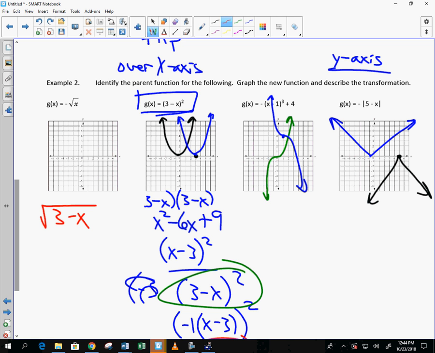What do you plug in to make 0? 3. But if you think about this, for the domain, 3 minus x must be greater than or equal to 0. So negative x is greater than or equal to negative 3. So x is less than or equal to positive 3. If x is less than or equal to positive 3, do I draw the graph off to the right or off to the left? Draw it off to the left. And that matches with the negative in front of the x. Really, the only time you have to worry about that horizontal reflection is when you're coming up with square roots. That's where they come up most often.